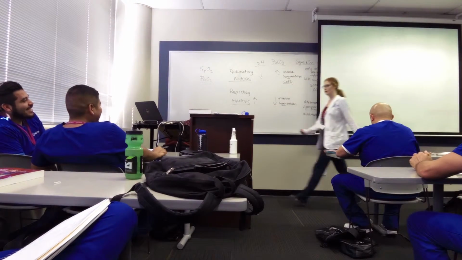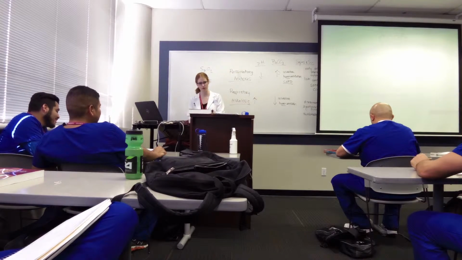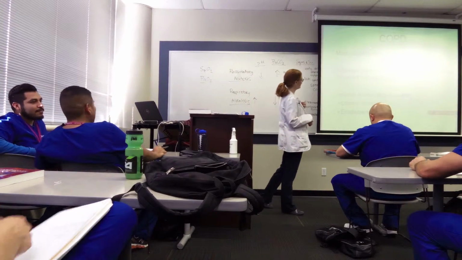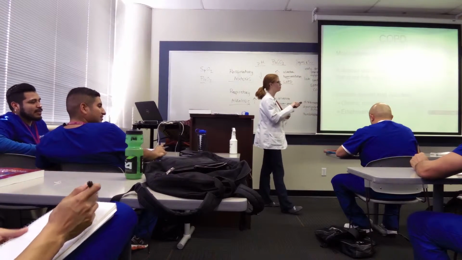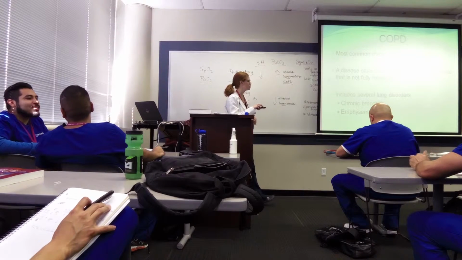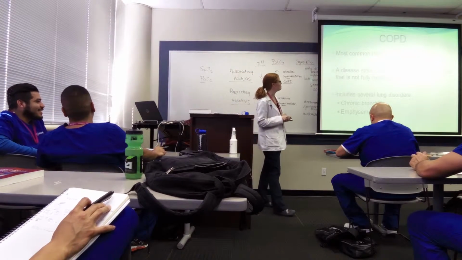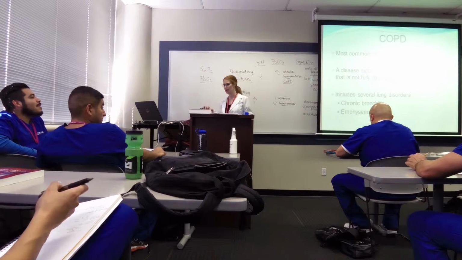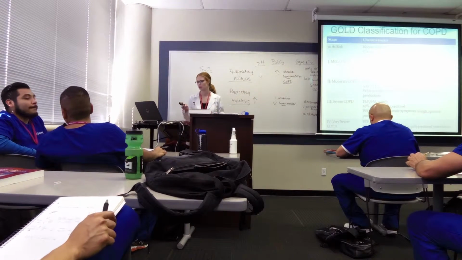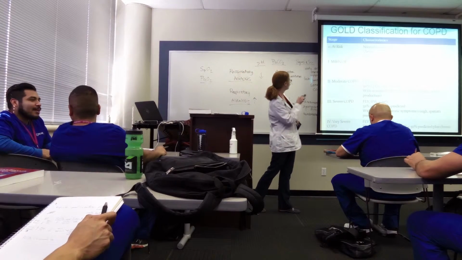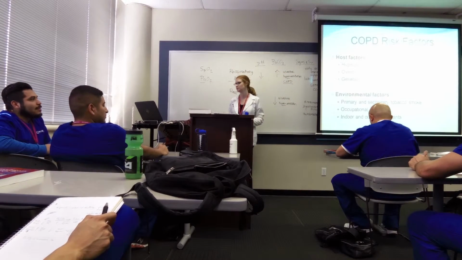Okay, so just to briefly review what we finished with on Monday. COPD, chronic obstructive pulmonary disorder. The two most common causes are chronic bronchitis and chronic emphysema. It does come on gradually and will progress. Like I said, do not worry about these numbers. Just know that it's progressive.